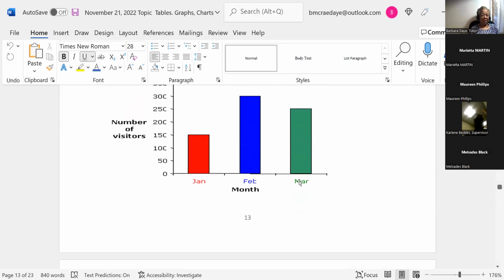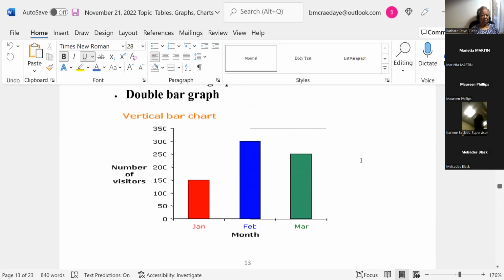All right, does everybody see that graph? Number of visitors and month. What month had the greatest number of visitors? February. That's right. Which one had the lowest? January. Okay. Why do you think? Why would you think January is the lowest?